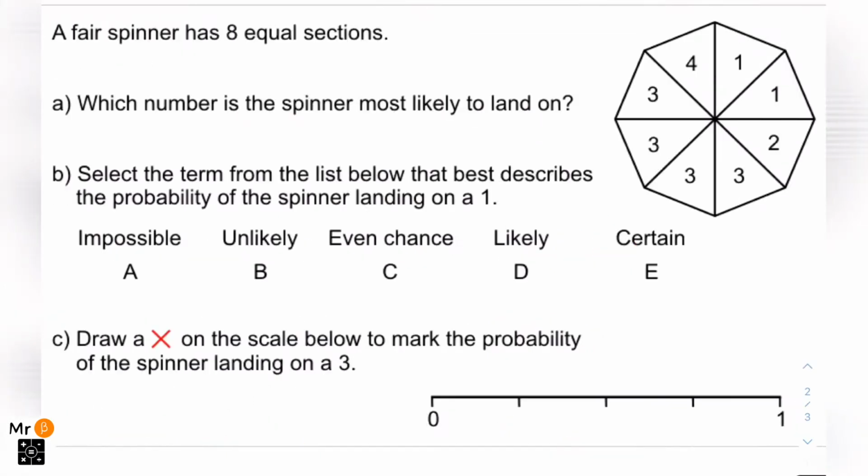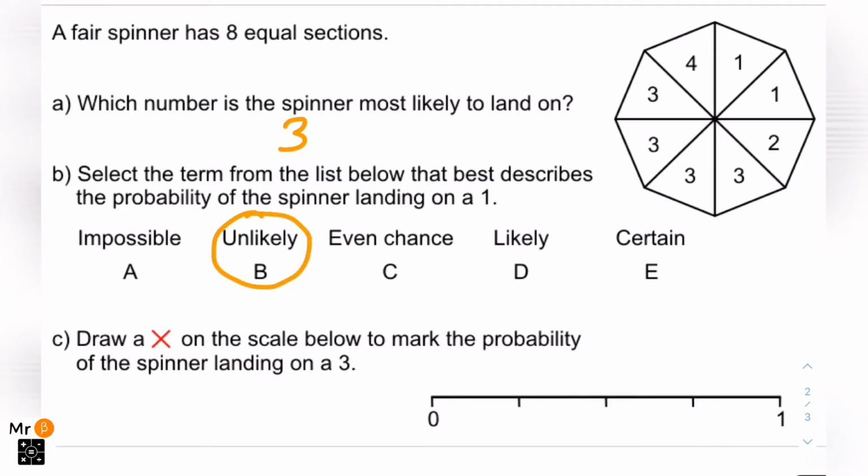Final question, question 7. Which number is the spinner most likely to land on? So you're looking for the one with the most sections, which in this case would be the number 3. Then looking at these terms, what's the probability of a spinner landing on the 1? Well, it's 2 out of 8, which is a 1/4 chance. So that means it is unlikely. It's not impossible, but it's unlikely.